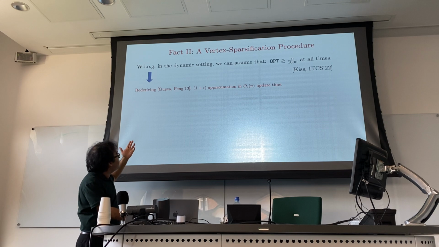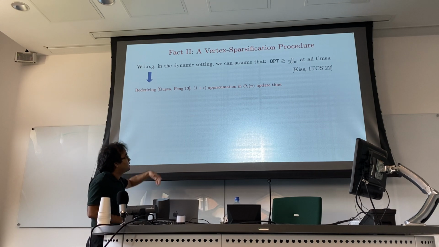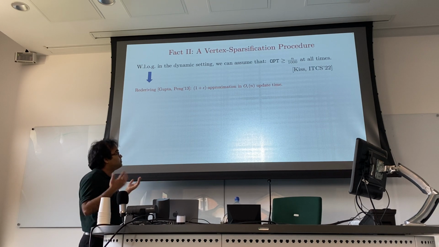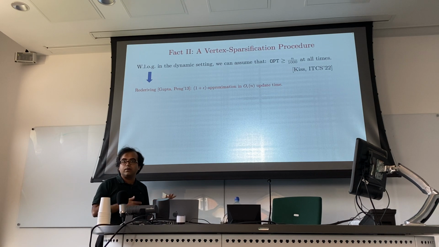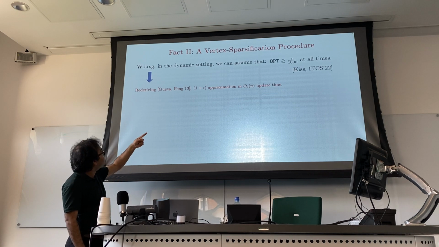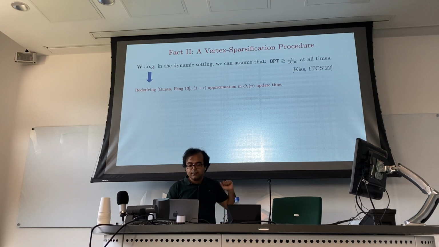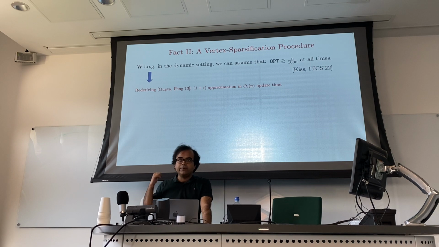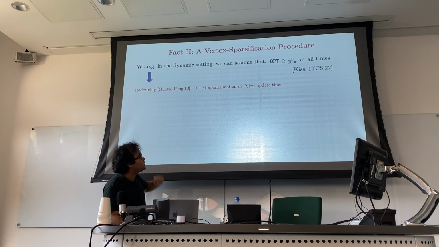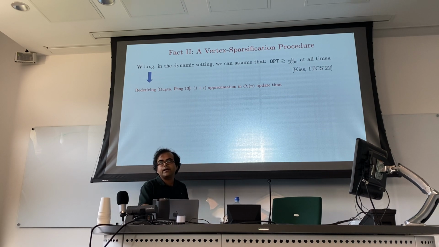Recall this vertex classification lemma that I just stated, that we can just assume that opt remains at least n over 1000 at all times. Using this, we can now actually rederive the first result by Gupta and Peng, which we went through towards the middle of the talk, that we can maintain a 1 plus epsilon approximation in n update time. How?